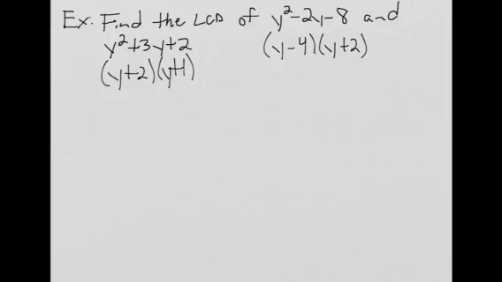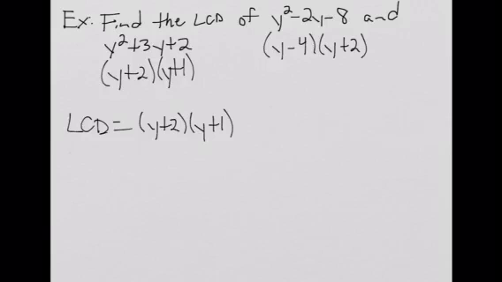Alright, so we have them each factored, and once you've got all your polynomials factored, finding the LCD is kind of easy. You're just going to start with either one of these denominators, and you just write down its 2 factors. So I'm just going to start with the y plus 2 and the y plus 1. Okay, so those are 2 of the factors in my common denominator.